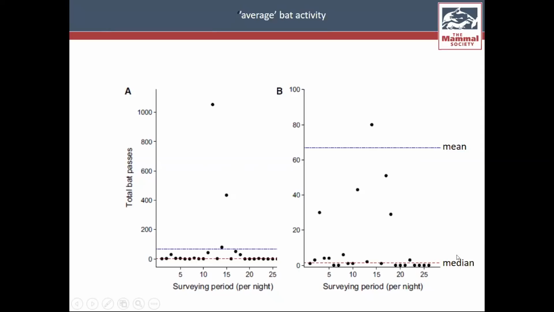So the median is basically the most common thing that happens, whereas this line is, so basically we've just expanded this bit of the graph so you can see what's going on. The mean is really affected by the fact that we have some high values in the data set. So if you're wanting to give an impression of what generally is happening, then the median is a much better measure.